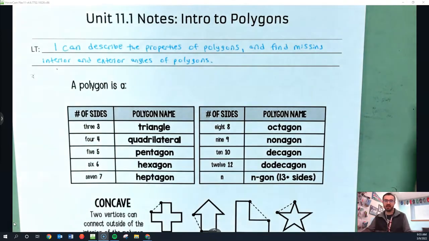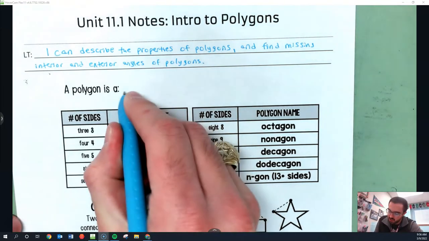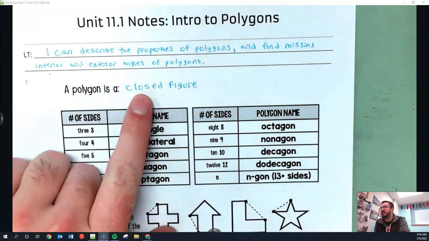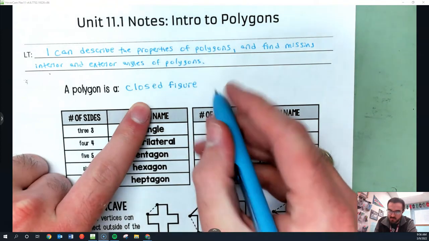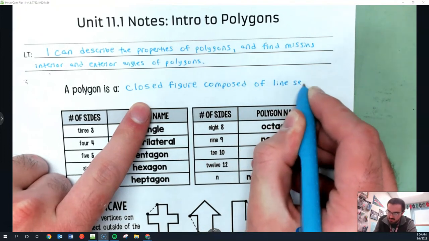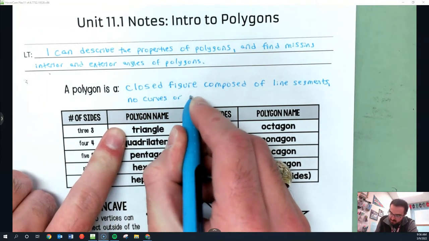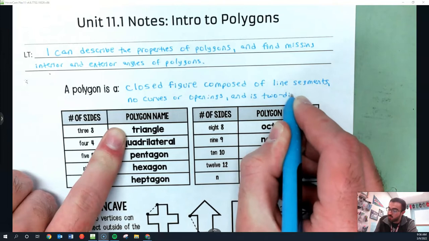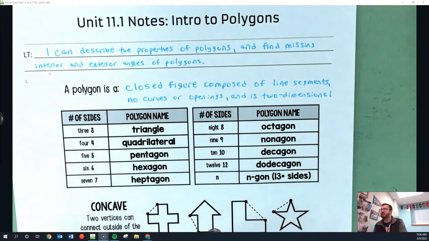So basically, a polygon is, by definition, a closed figure. Okay, meaning it does not have any openings. It's closed. If you could picture a closed shape, a figure composed of line segments. It's just made of a bunch of lines. No curves, so it's not like a circle. There's no curves or openings. We talked about that. And it is two-dimensional. So it's not like a sphere or a prism or a cube, anything like that. It's a closed figure composed of line segments, no curves or openings, and it's two-dimensional.